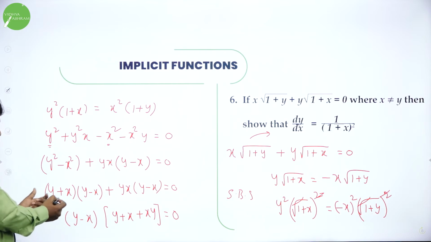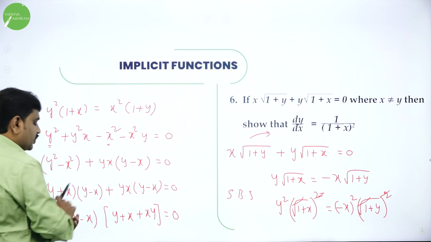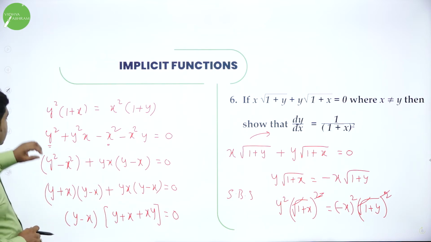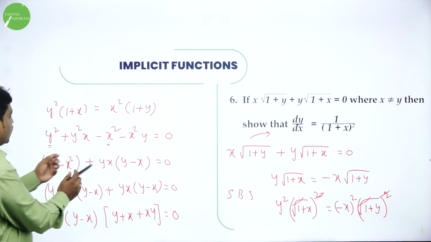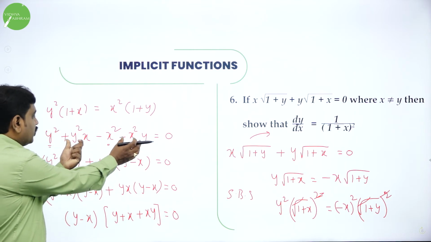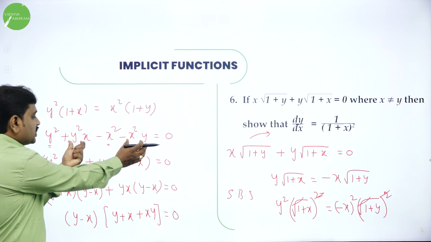If I take y minus x out, I am left out with what? y plus x plus xy. Very important. Here y square minus x square I will group it. Remaining, y square x minus x square y.